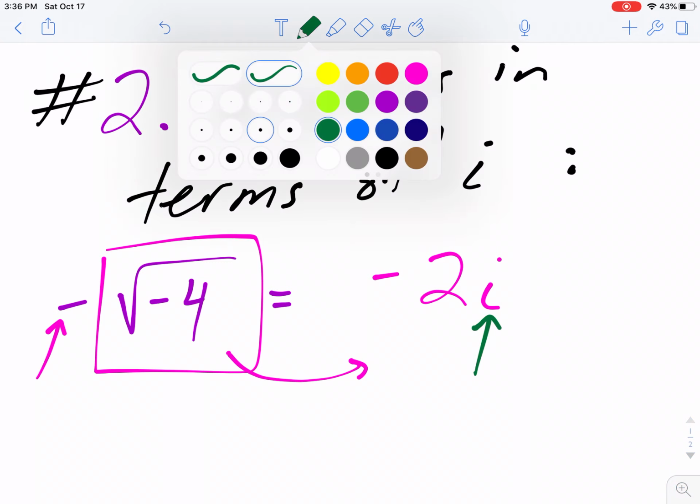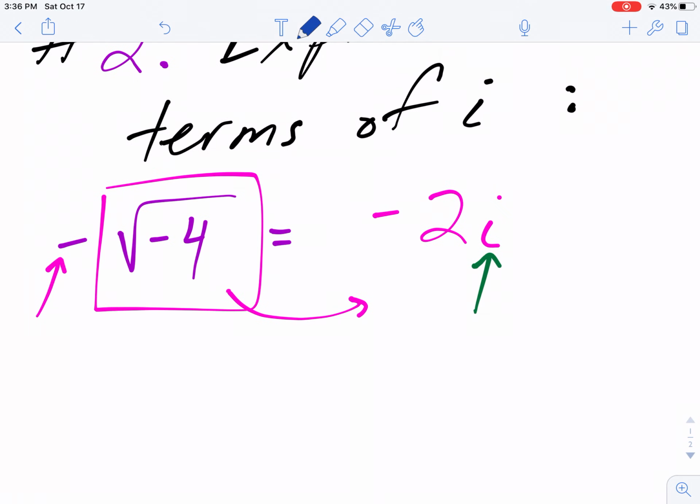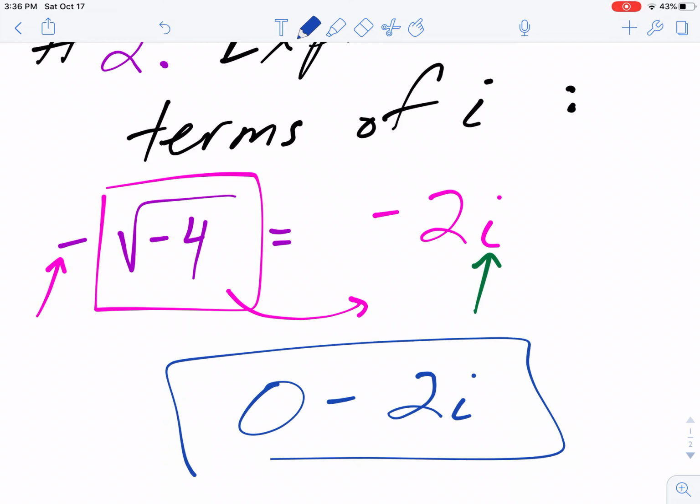And again, my math lab, and this is true for a lot of textbooks as well, they're going to want you to write it like this, in what they call standard form for complex numbers, which is also true when you take more math later on. You have to write your answer in that form. So that's number 2.